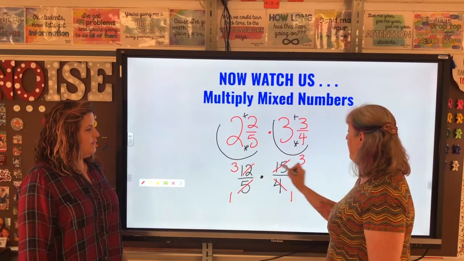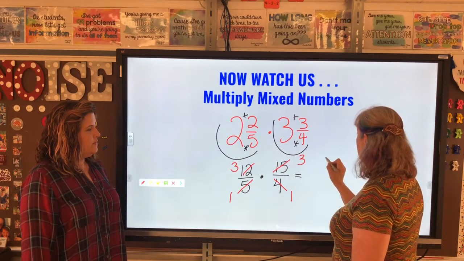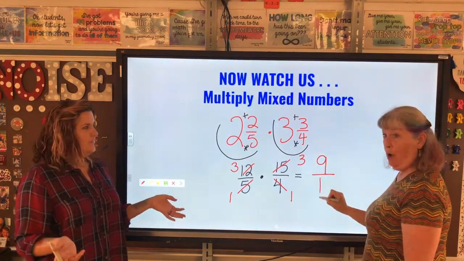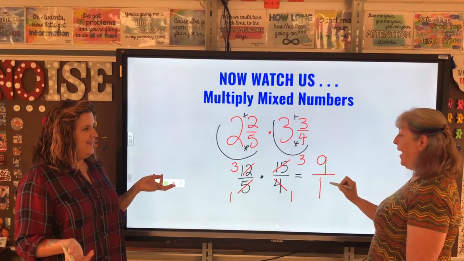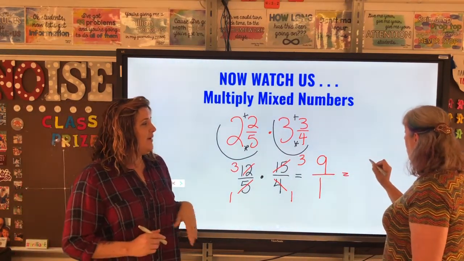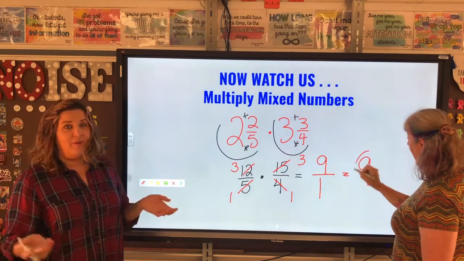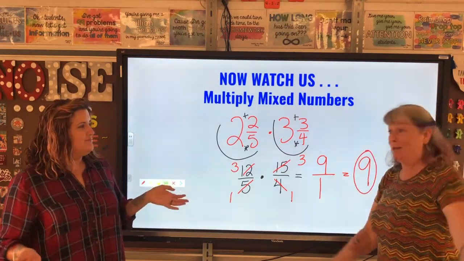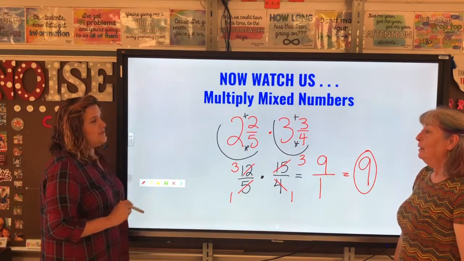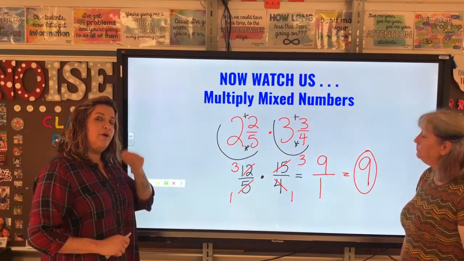Now I'm going to multiply my 2 numerators. 3 times 3 is 9. 1 times 1 is 1. Woo! Oh my gosh. When you have a 1 under something, that means it's really that whole number. 9 divided by 1 is just 9. And I know it's in lowest terms. This is the whole number. Done. Perfect.